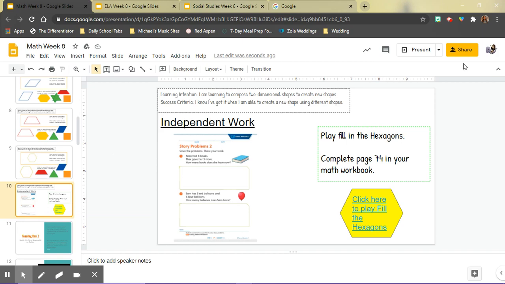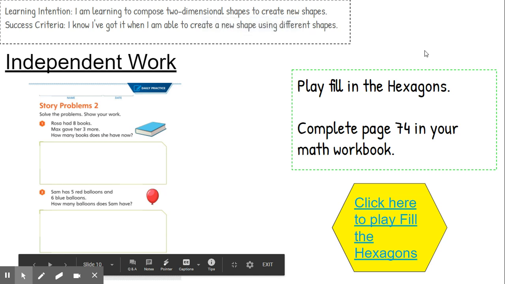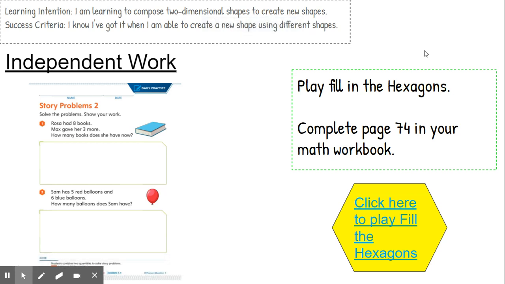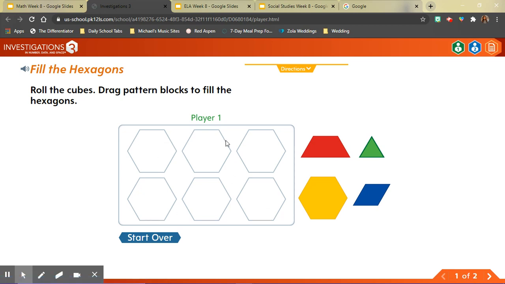Okay, for your independent work today, you're going to complete page 74 in your math workbook. You are solving story problems. Remember, when you show your work, you should be able to show it in a few different ways. Once you've completed page 74, you can click on this right here to play Fill the Hexagons. How many different ways can you fill these hexagons? I can't wait to see.